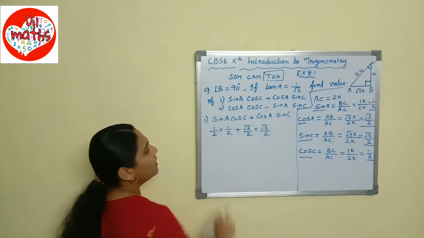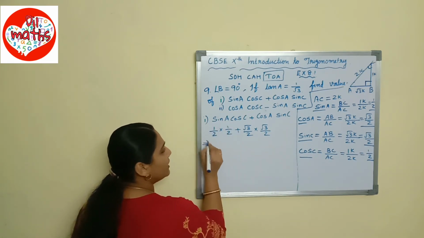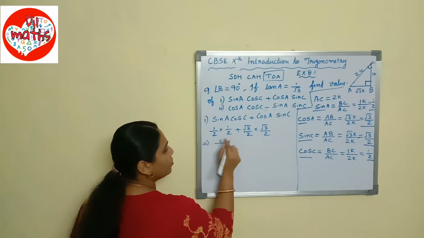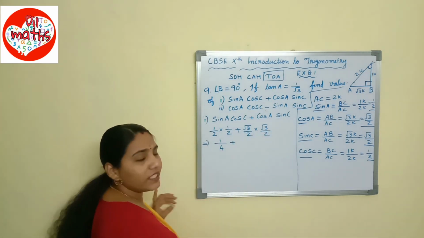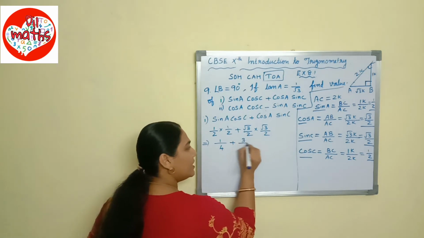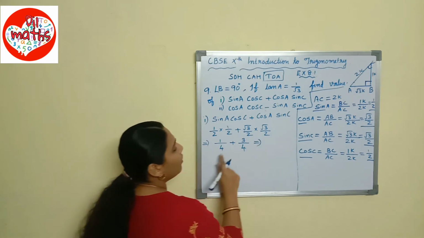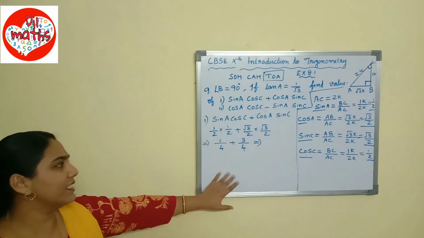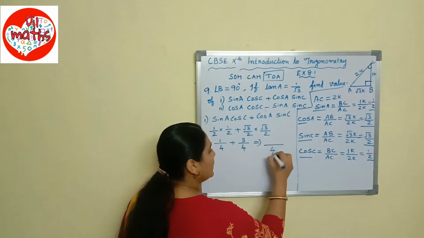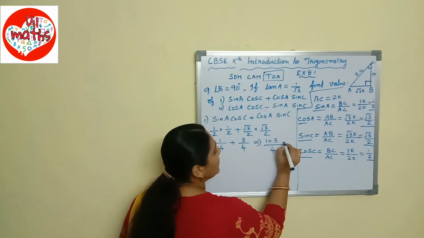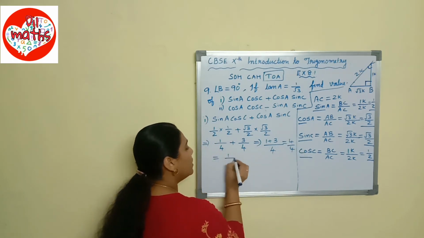Isn't it? Here, in multiplication, numerator into numerator, which implies 1 into 1, divided by 2 into 2, is equal to 4. Plus numerator into numerator, root 3 into root 3, that's equal to 3, and denominator into denominator, 2 into 2 is equal to 4. So what you will get? 1 by 4 plus 3 by 4, isn't it? So denominators are same, so you can add the numerators. So 1 plus 3, that means 4 by 4 you will get. 4 by 4 is equal to 1.